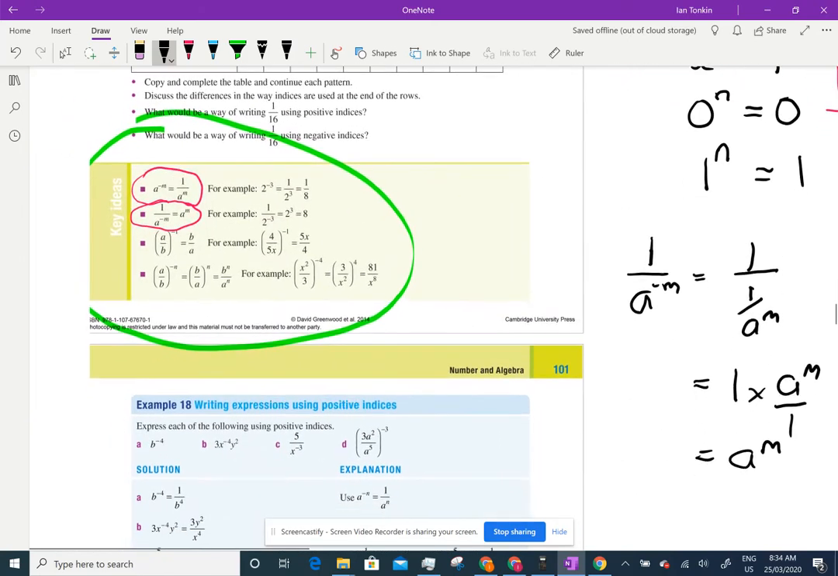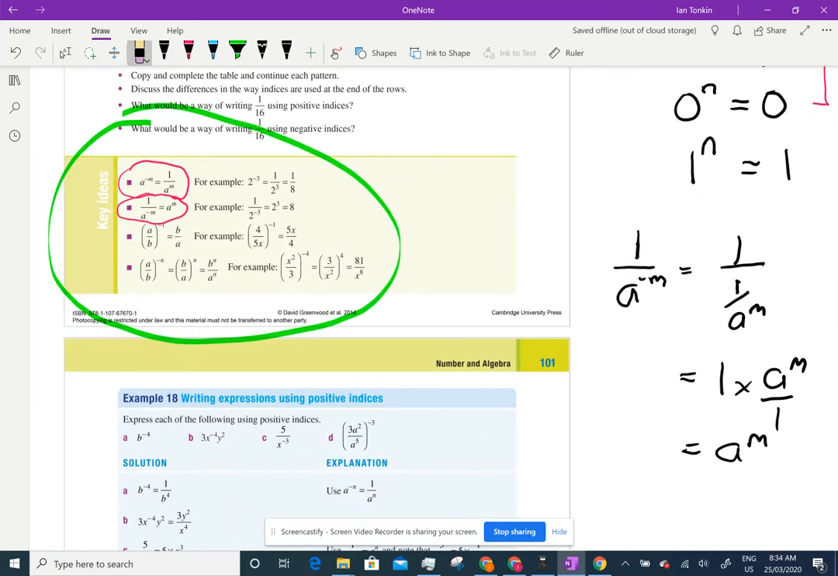Let's have a look at this next one though, because it's pretty important and it saves you a lot of time if you know this. And it's this one here. A over B to the negative n, or indeed the one underneath it, because we can do them both at the same time. AB to the negative n.